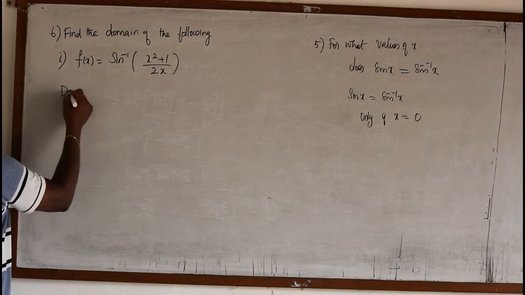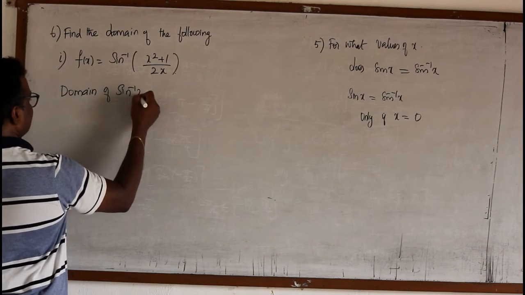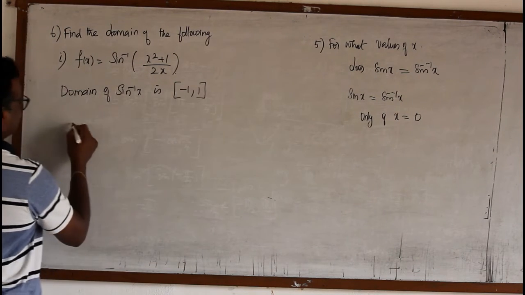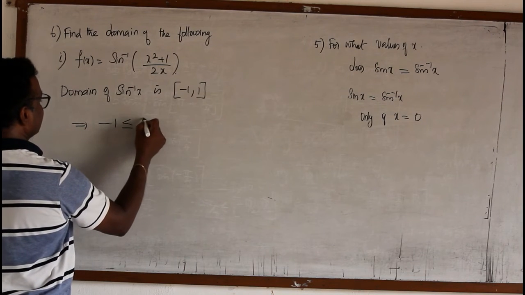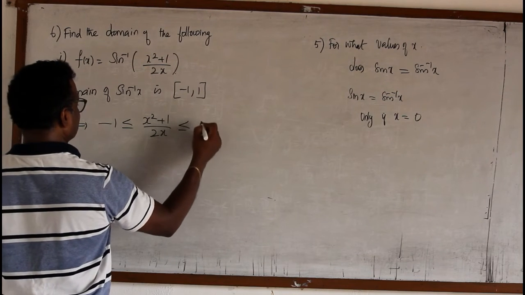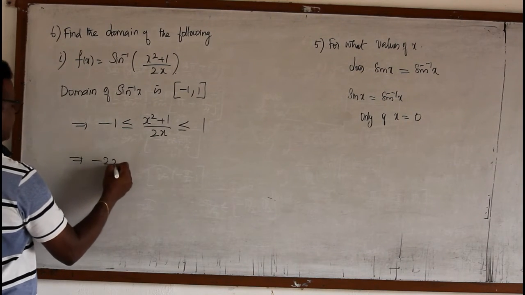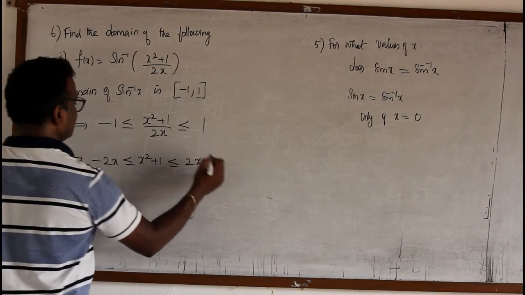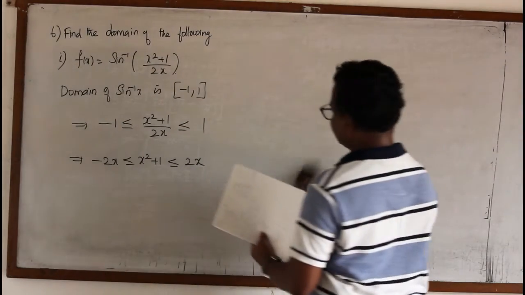We know the domain of sin inverse of x is minus 1 to plus 1. That means this argument lies between minus 1 and plus 1. So minus 1 less than or equal to (x square plus 1) by 2x less than or equal to 1. Cross multiply: minus 2x less than or equal to x square plus 1 less than or equal to 2x. Now let me take cases separately.